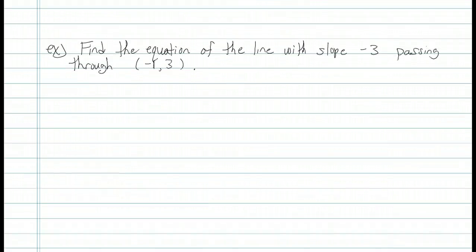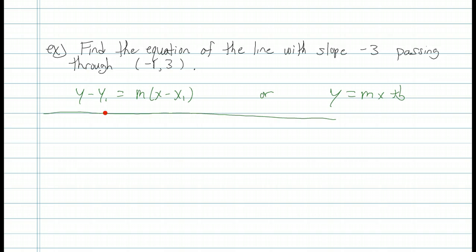Okay, now let's look at this example. How do you find the equation of the line with slope -3 that's passing through the point -1, 3? All right, so we had two equations. One, the point slope formula, and we also had the slope-intercept formula. I'm going to illustrate using each one. All right, first, using the point slope formula, we know the slope is -3.